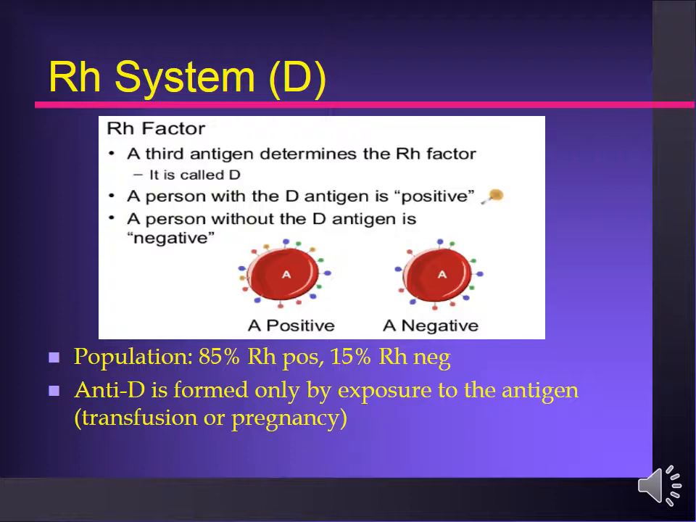Anti-D is only formed after exposure to the antigen, and that would be either through transfusion or pregnancy. Anti-D does not form naturally like the ABO antibodies do.